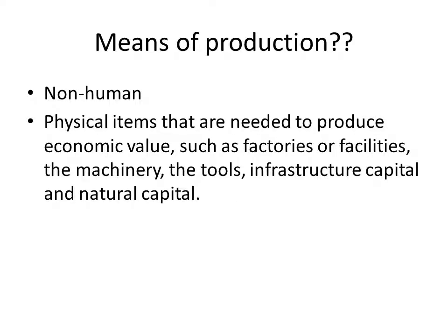So the means of production, basically it means these are non-human, although it's a little confusing. I'll show you why later. Physical items that are needed to produce economic value. So it's whatever the concrete items are, the physical items, tangible items that are needed to produce economic value.